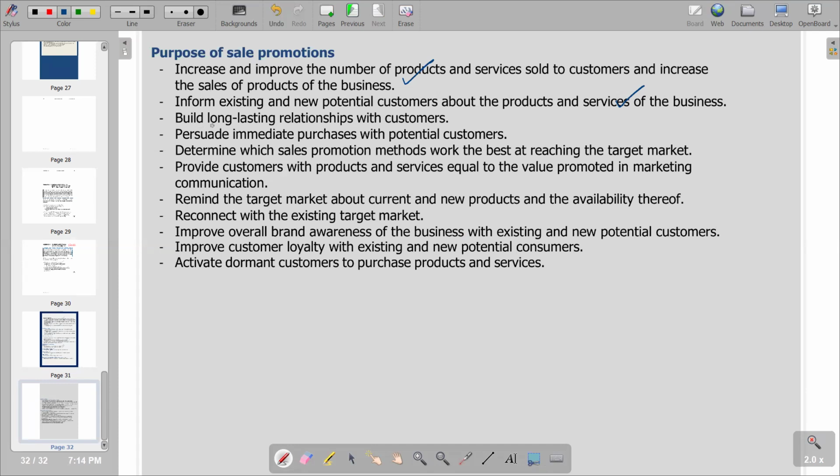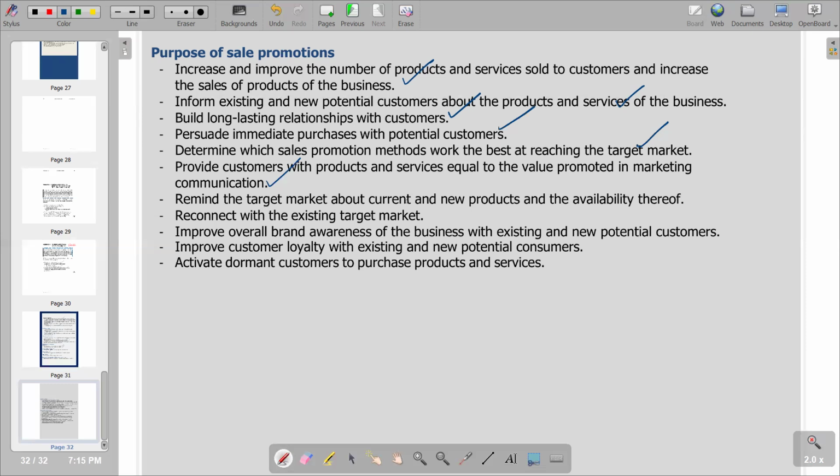Then the point saying build long-lasting relationships with customers. Obviously, we are giving them benefits with purchasing our product. So obviously, the relationship that we have with our customers is going to be enhanced. Then we go to the next one: persuade immediate purchases with potential customers, which is correct. That are the best at reaching the target market. So obviously, we are trying different sales promotions, and we can be able to assess and see which one is most viable according to the options that we have. This is equal to the value promoted in marketing communication.